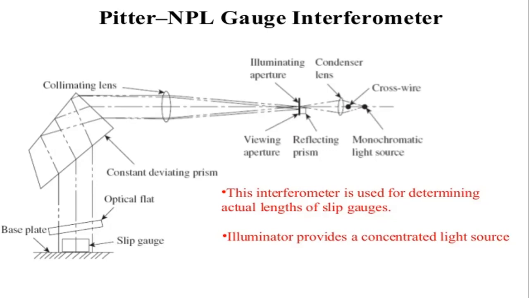So these are the main working of the NPL gauge informator. So it consists of the main parts, which is the reflecting prism and the illuminating aperture, viewing aperture. So these three parts are on the same point of section.